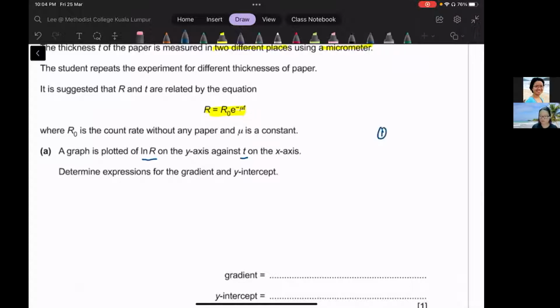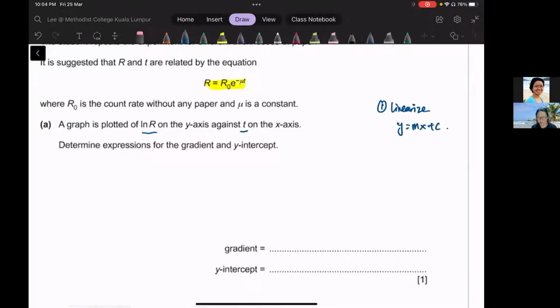So the first skill that they test is, are you able to linearize y equals mx plus c? If the first skill is a problem, there are videos in the playlist you probably need more practice for. Because if you do not know how to linearize the graph, then you cannot start the question. You can still do it, but a lot of marks will be lost.